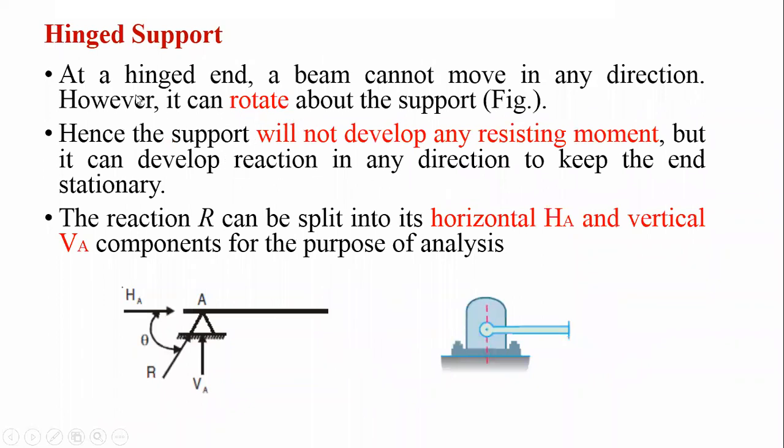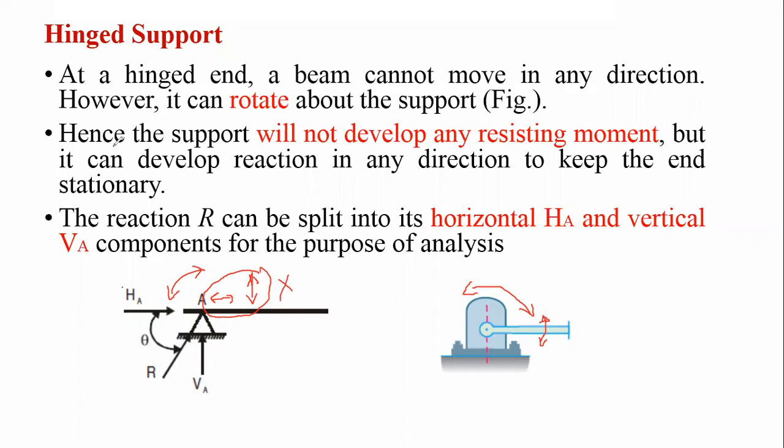Hinge support. It is a hinge end. The beam cannot move in any direction; however, it can rotate about the support. It is not allowed to move in the horizontal or vertical direction. Only rotation is allowed. This beam rotates about this hinge point.